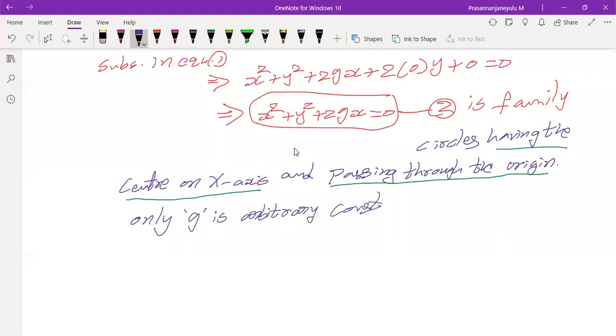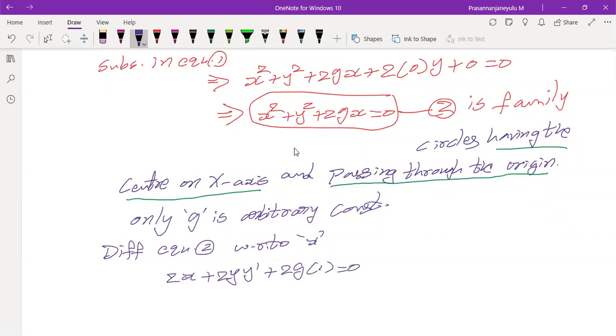So how many times do we have to do differentiation? One time. So differentiate equation 2 with respect to x. Then what will we get? 2x plus 2y into the differentiation of y, which is y dash, plus 2g, which is a constant, into the differentiation of x, which is 1, equals 0. From this, we can say 2g equals minus 2x minus 2y y dash.